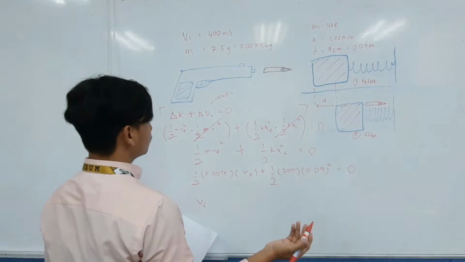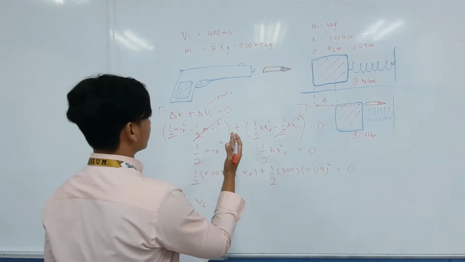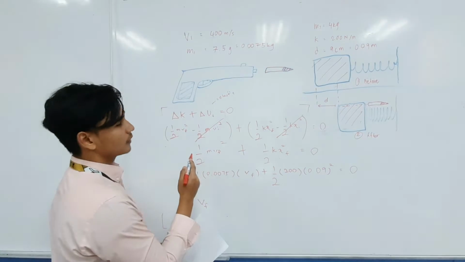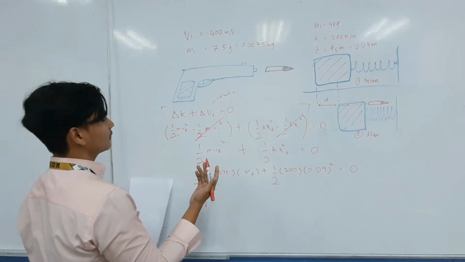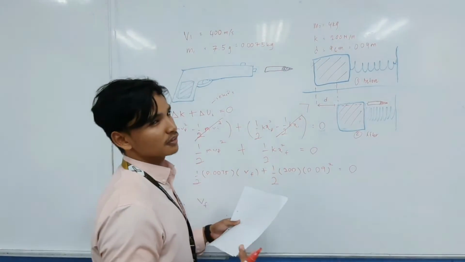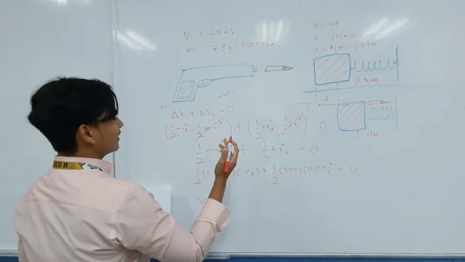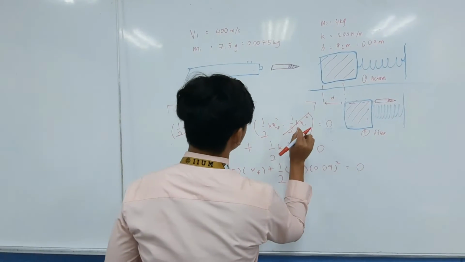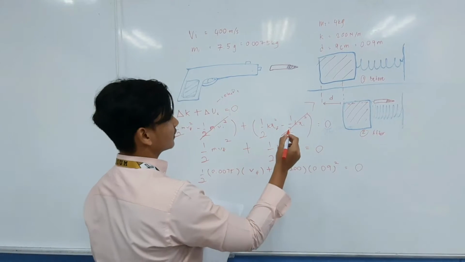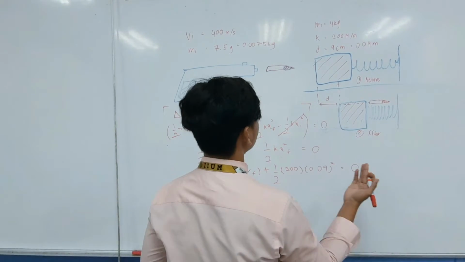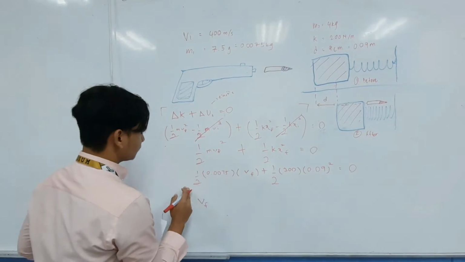After that, we remove the unnecessary values from this equation. We remove the initial kinetic energy because the initial velocity of the block is 0, since the block is initially at rest. And then we remove the initial elastic potential energy because the spring is initially at equilibrium, so the initial x becomes 0. And then we substitute the values.